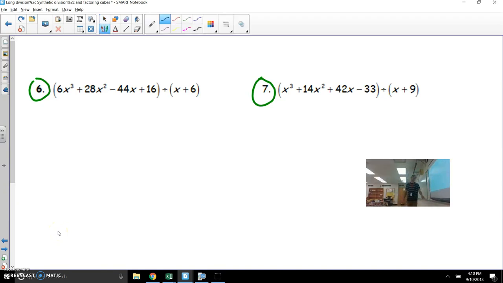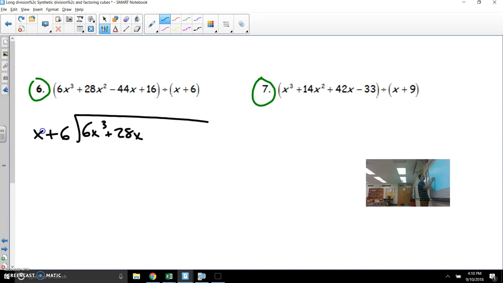So let's check out long division first, then we'll go into synthetic division, and then we'll talk about factoring cubics. So we're going to start by writing x plus 6, and we're dividing that into 6x to the third, 28x squared, minus 44x plus 16.